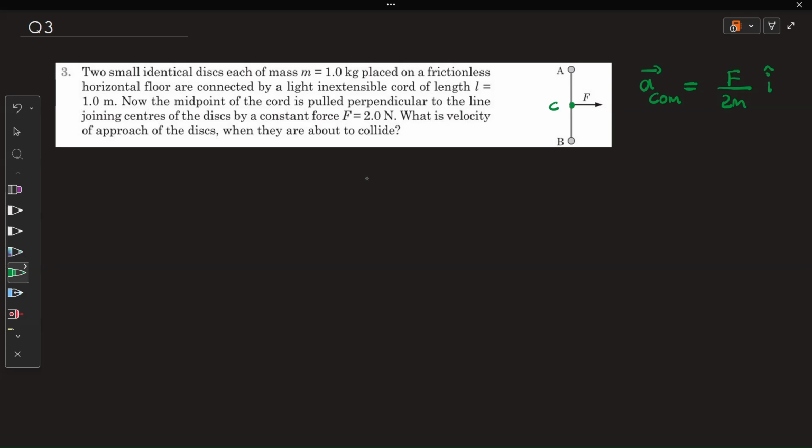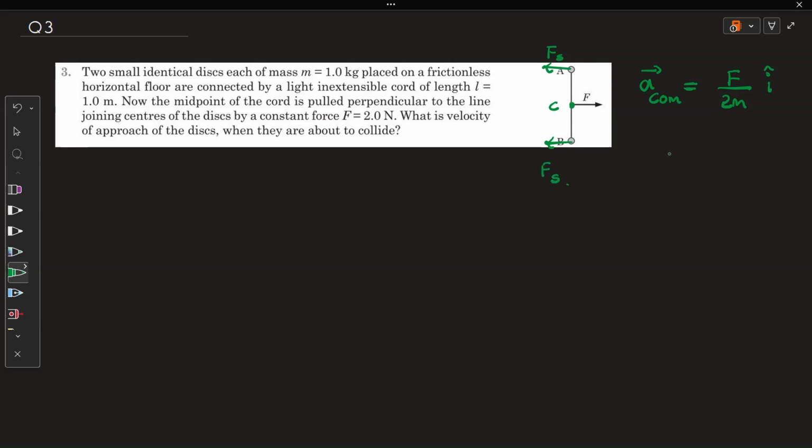Now, with the center of mass frame of reference, if we keep this as the frame of reference, we will give pseudo accelerations for these two bodies in this direction. F pseudo. Okay.